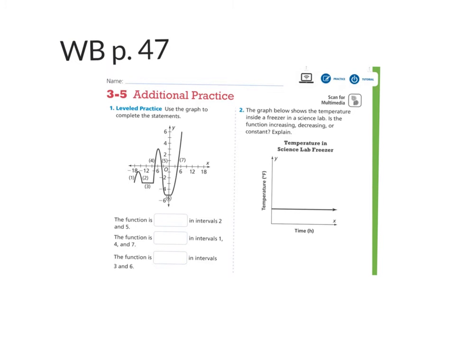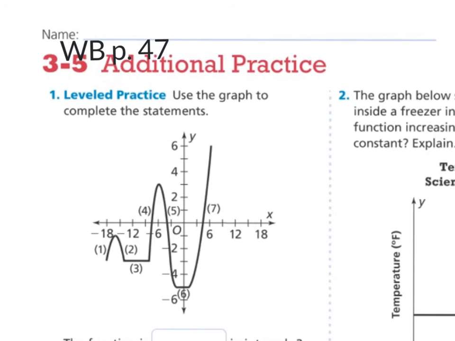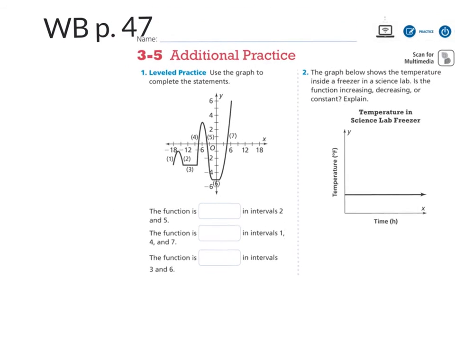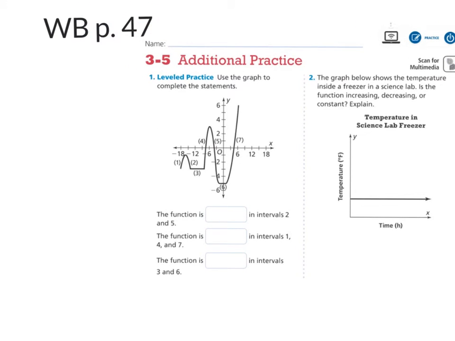If we go to workbook page 47, we'll look at a few problems here, starting with number 1. Number 1 says use the graph to complete the statements. So basically, it's a little bit backwards from what we did last time. Instead of telling what intervals it's doing different things, they've got them grouped here, and then we're just going to tell for each one whether they're decreasing, increasing, or constant.